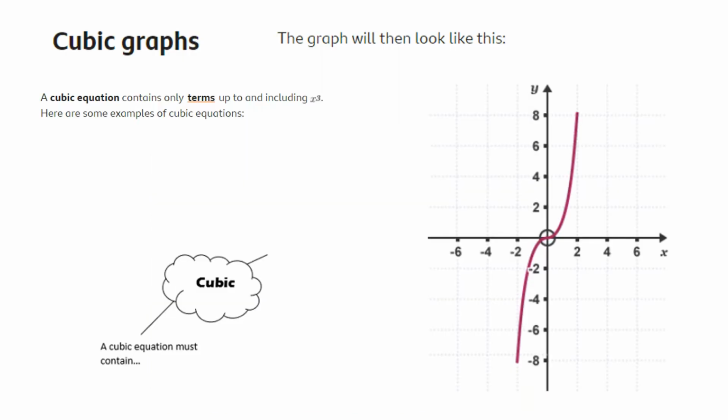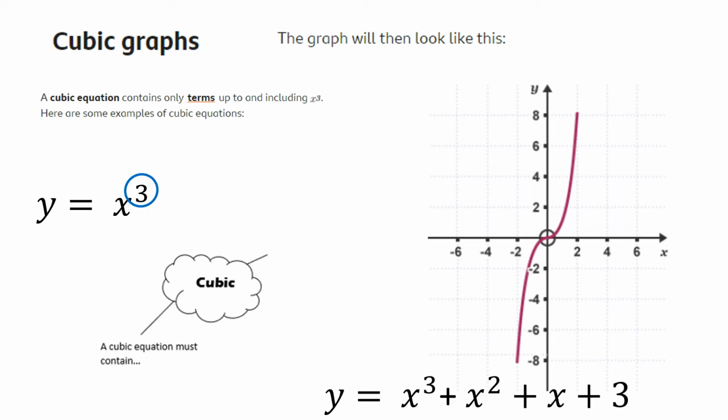Cubic graphs. A cubic equation contains only terms up to and including x to the power of 3, or x cubed. Here are a couple of examples of cubic equations. As you can see, the highest power in y equals x cubed is the 3.